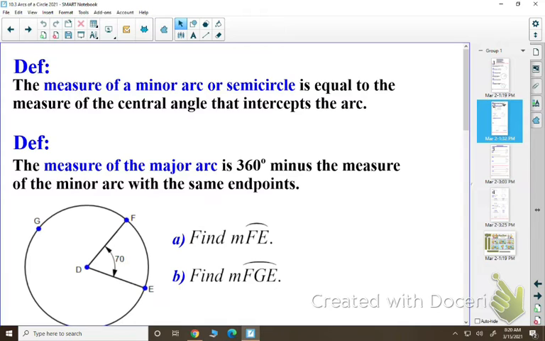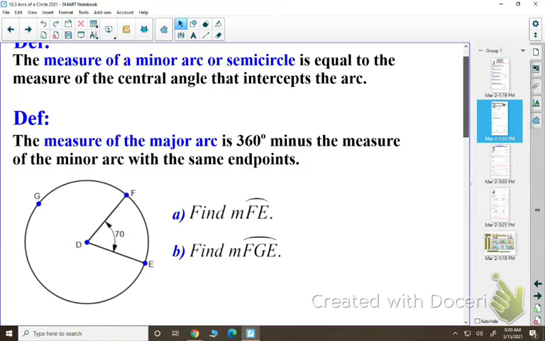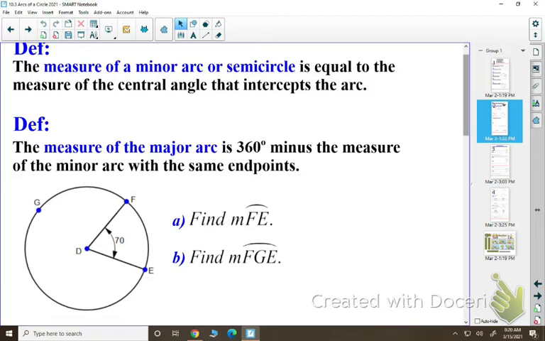Continuing on here, let's talk about how to find the measure of a minor arc or semicircle. It says the measure of a minor arc or semicircle is equal to the measure of the central angle that intercepts the arc. Okay. So in this picture here below, if angle FDE is 70 degrees, that means, according to that definition, that arc FE is also going to be 70 degrees because, again, it is the measure of the central angle.